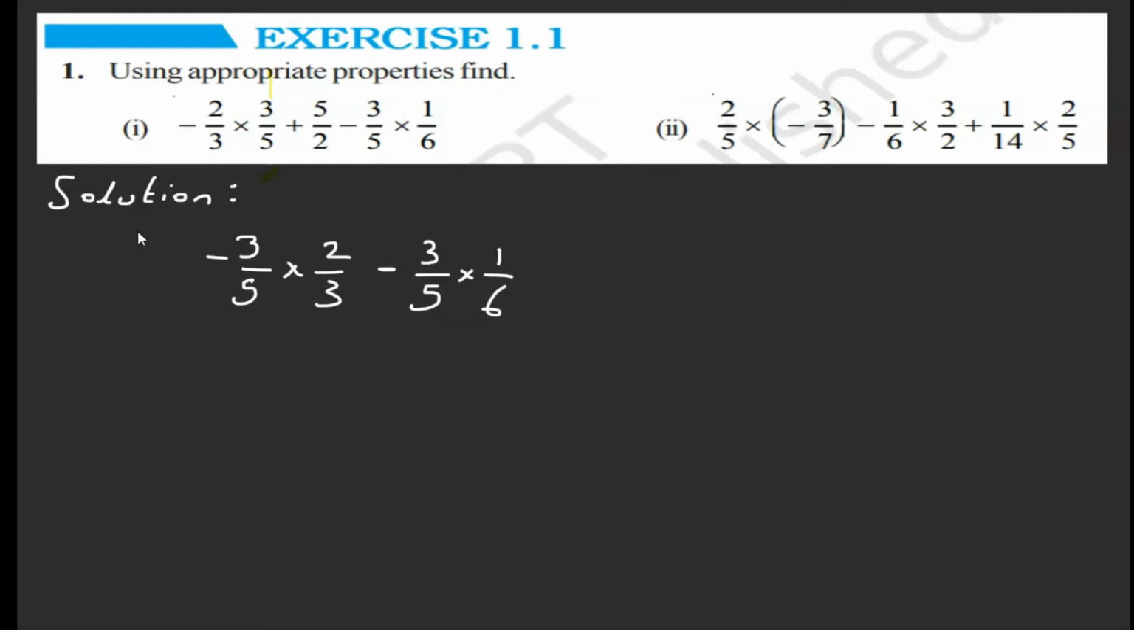I have written before and I will be writing plus 5 by 2 towards the end. The value remains the same. It remains unchanged. And what property are we using here, students? We are using commutative property. Write in the bracket commutative property.